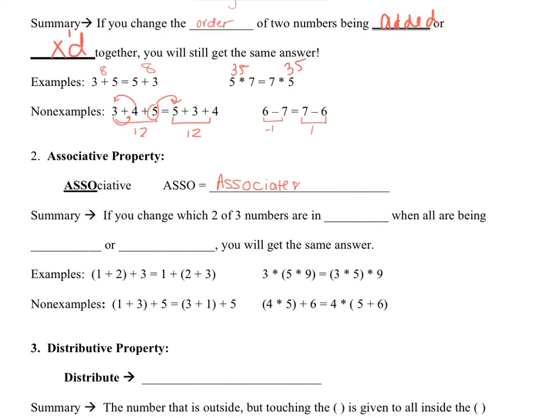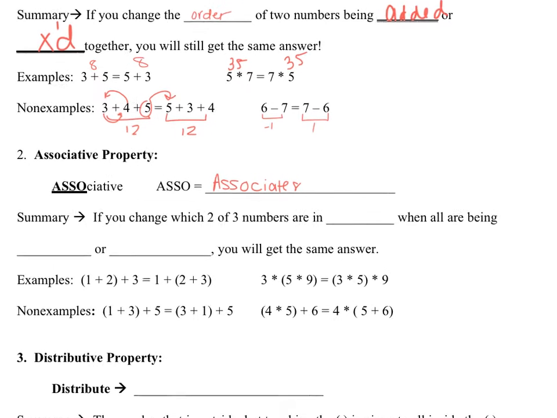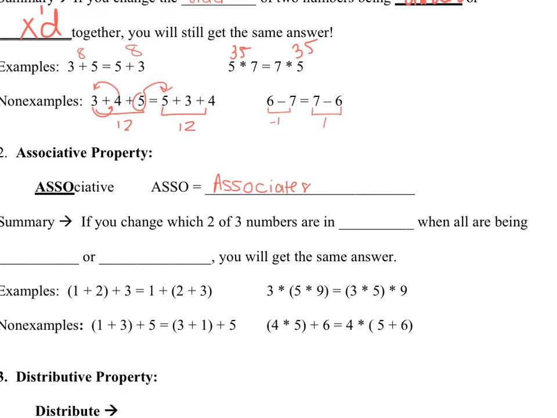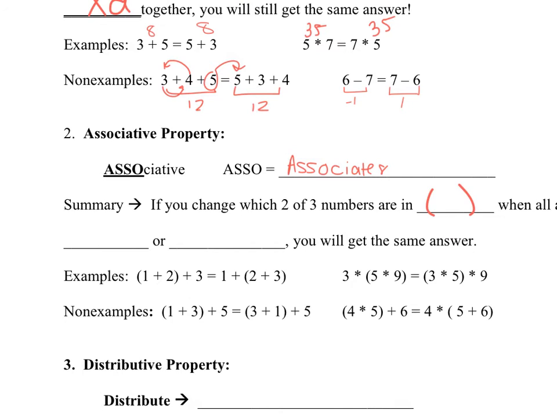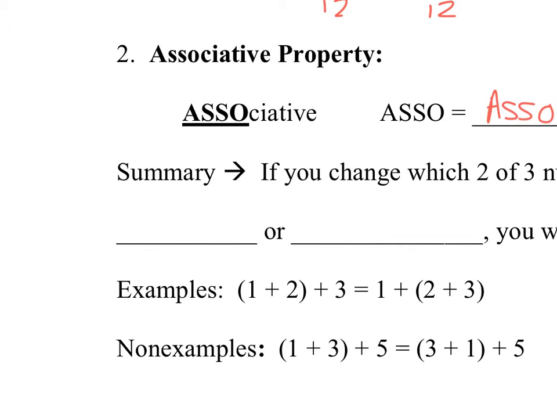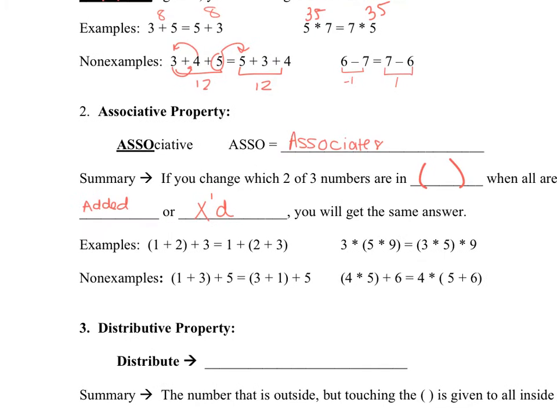So if you change which two of the three numbers are in parentheses, so whenever you see parentheses and no number attached to the parentheses, this is a sign you are dealing with the associative property. Whenever you change which of the 2 or 3 numbers are in parentheses, when all of them are being added or multiplied, you'll get the same answer.